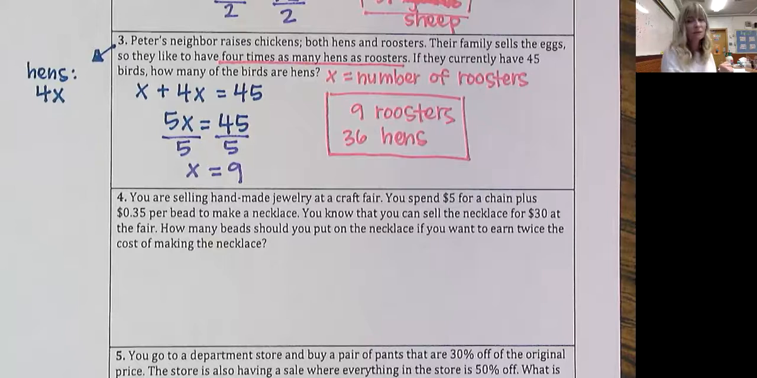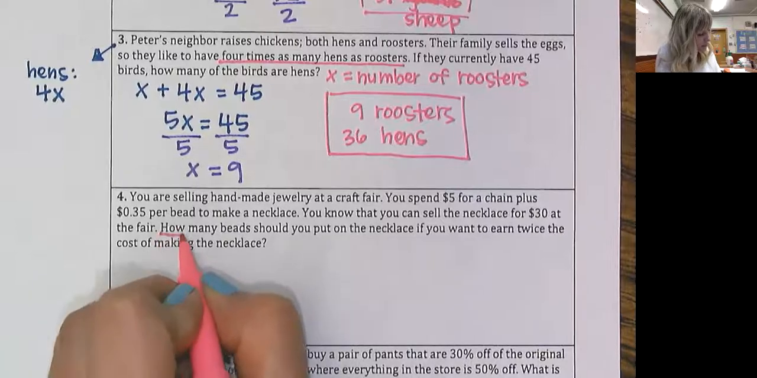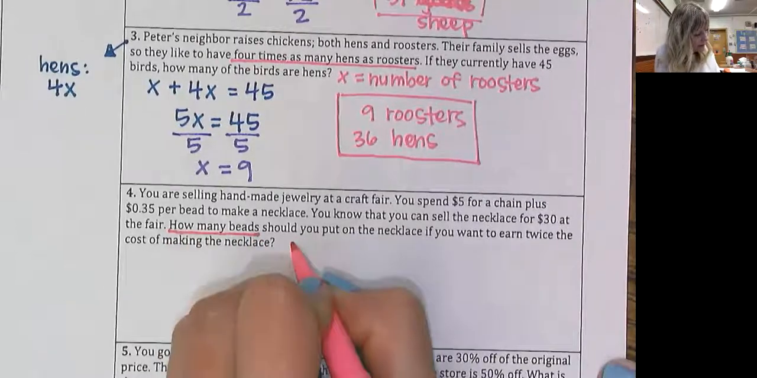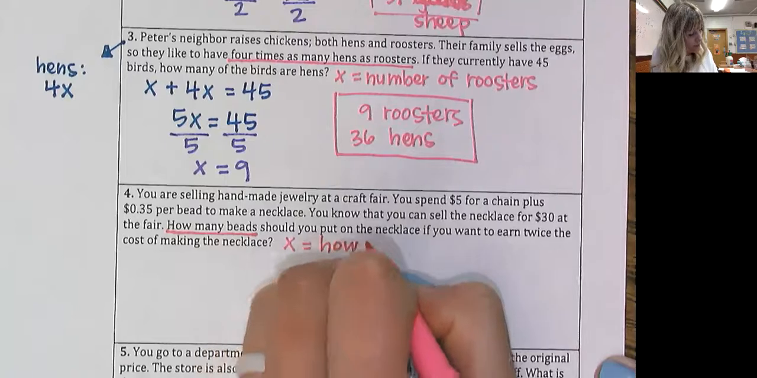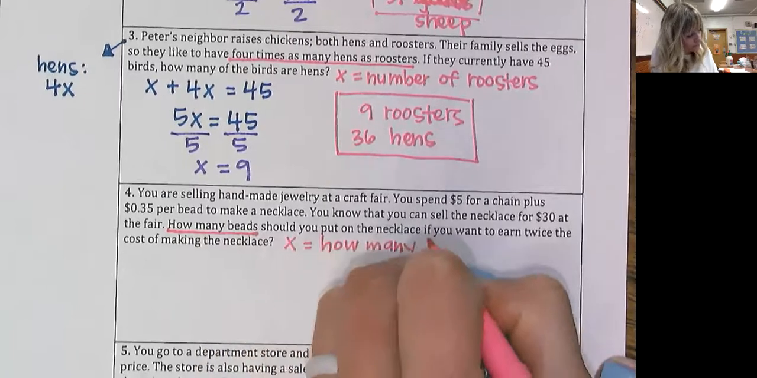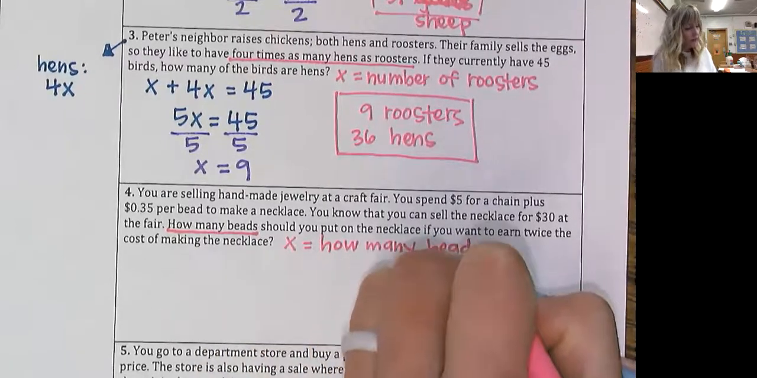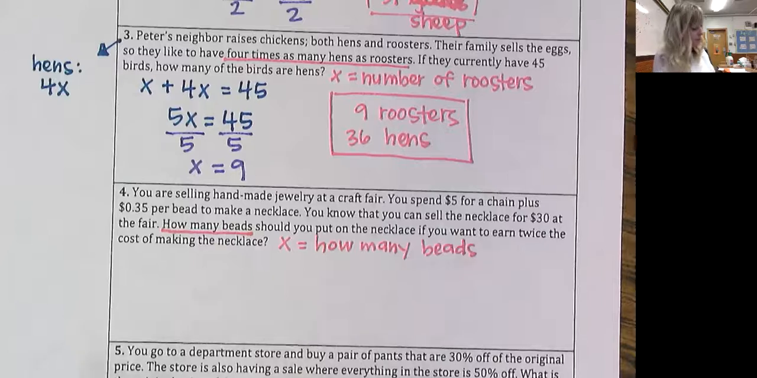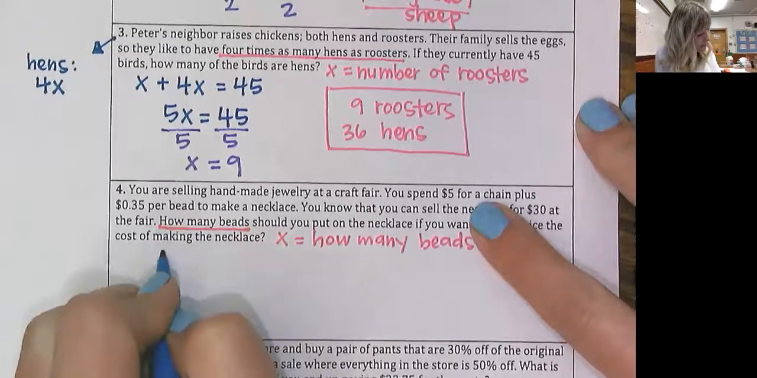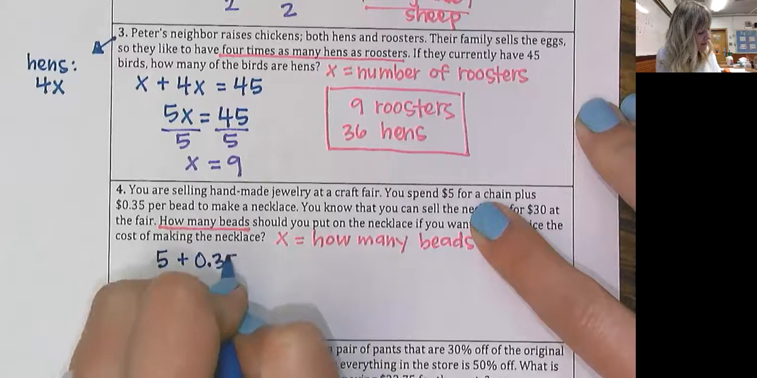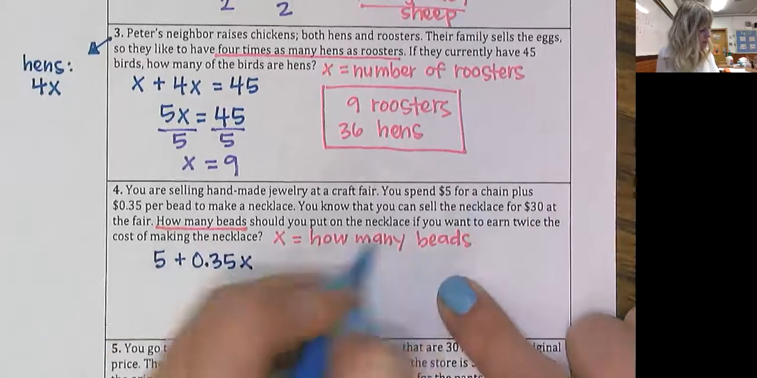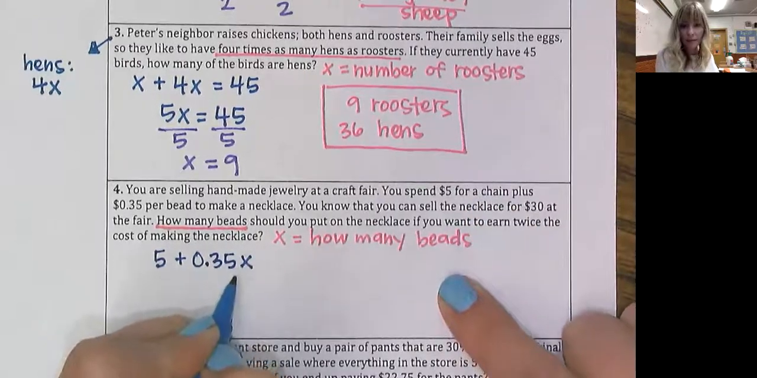This is very similar to how we started our multi-step equations with pearl knitting hats. So this one is a little bit more clear what x should be. There's only one thing they're asking me. They're asking me how many beads. Okay, to start my equation, I'm going to go $5 for the chain plus 35 cents per bead. How many beads goes along with the cost per bead?